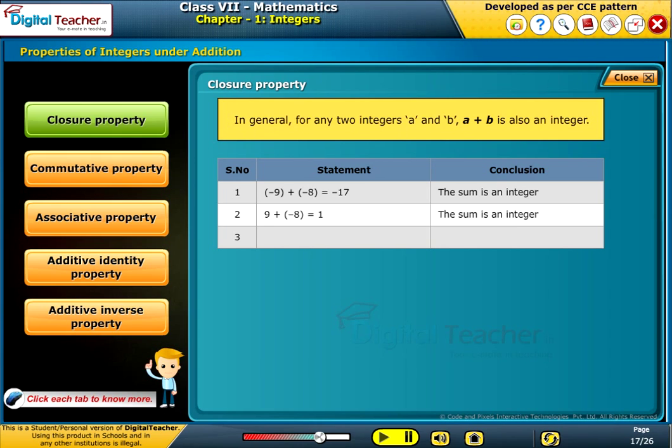In the third statement, minus 12 plus of minus 12 is equal to minus 24. It concludes that the sum is an integer. Therefore, the above table follows closure property under addition.